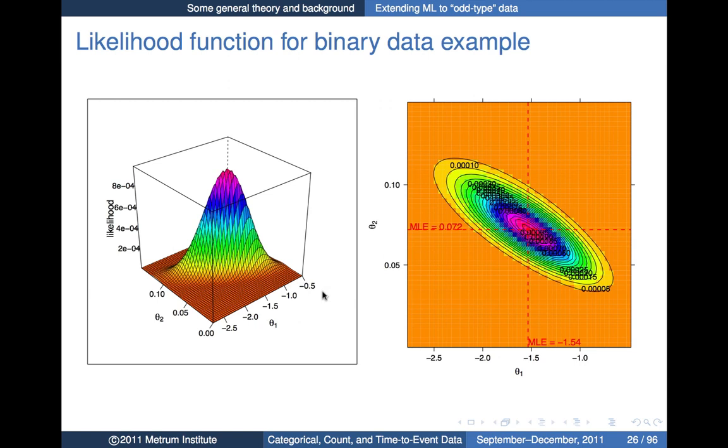But you can see we've got theta 1, which I believe is our intercept, going from minus 0.5 to minus 2.5, and then our slope going from 0 up to about 0.15. We've got something that looks at least roughly like a bivariate normal, which goes up to some peak, and the values of theta 1 and theta 2 at that peak would be our maximum likelihood estimate. Over on the right-hand side you can see that on a contour plot, and I've actually identified them here. The maximum likelihood estimate for our intercept would be minus 1.54, and for our slope 0.072. And that's the whole basic idea underlying our maximum likelihood estimate for this.